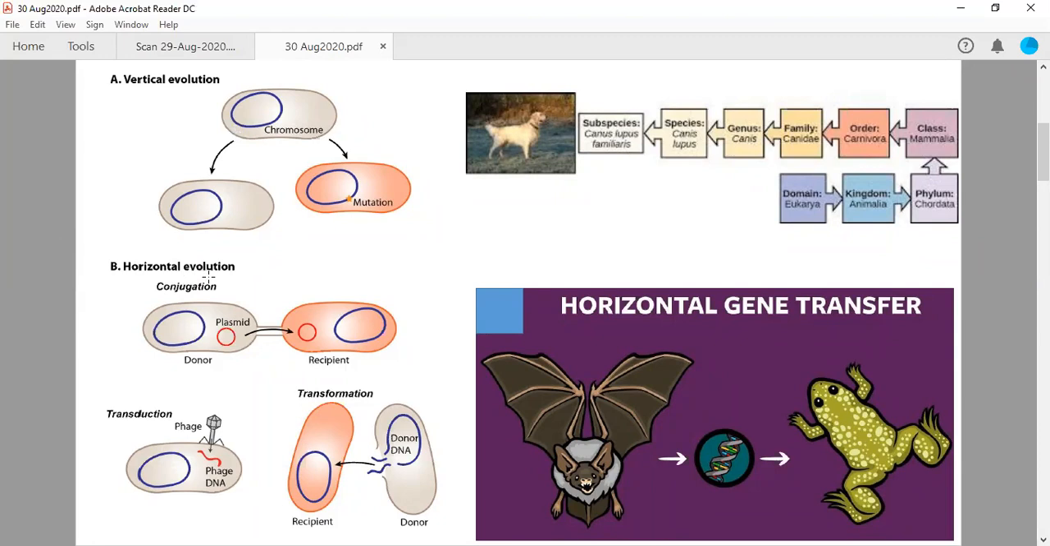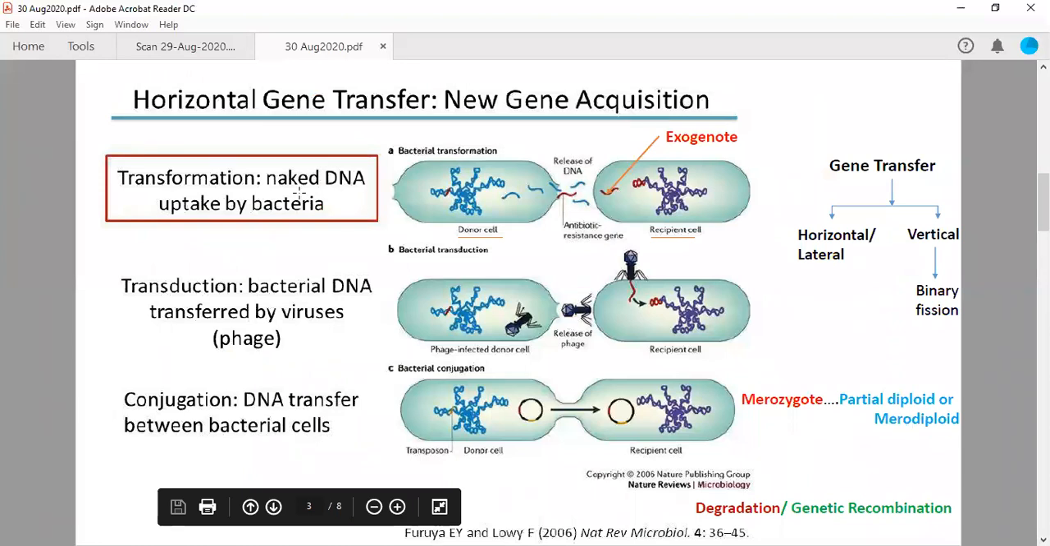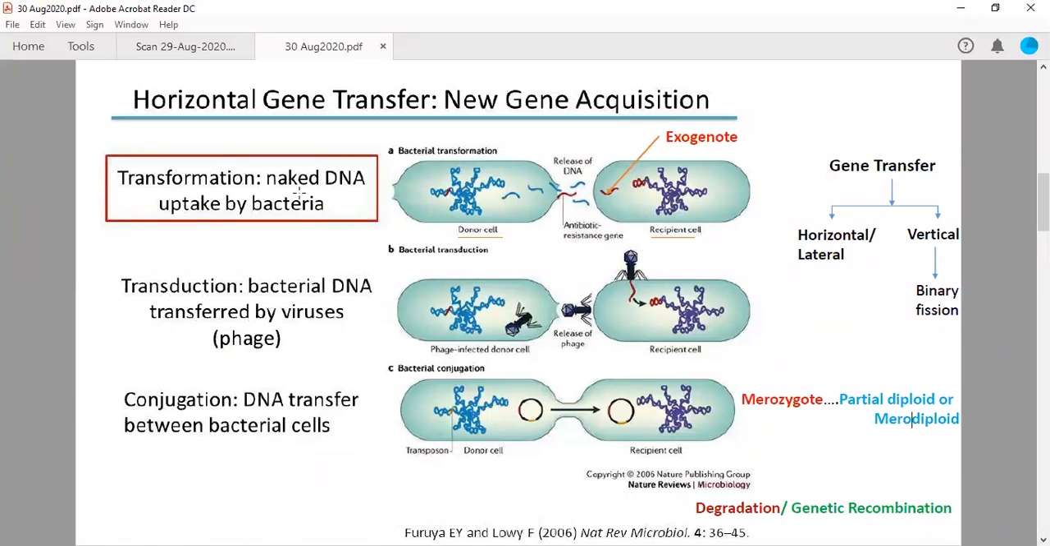And horizontal gene transfer can occur by three processes: conjugation, transduction, and transformation. Transformation is the uptake of DNA fragments from the environment, right? Generally, the donor cell will lyse and the DNA will be fragmented, and these fragments of DNA will be taken up by some recipient cell. We will discuss transformation in detail. I will tell you how this process is achieved.